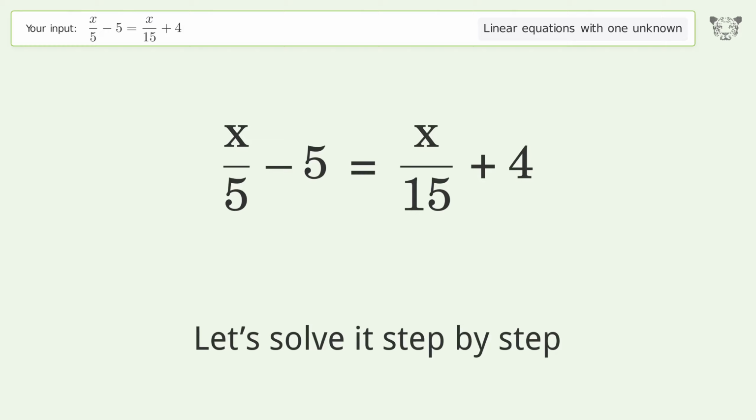You ask Tiger to solve. This deals with linear equations with one unknown. The final result is x equals 135/2. Let's solve it step by step.